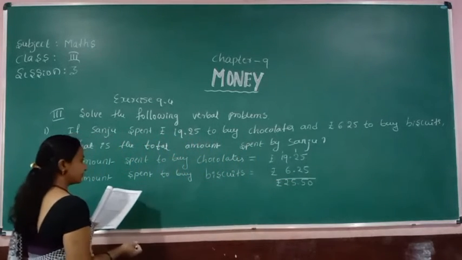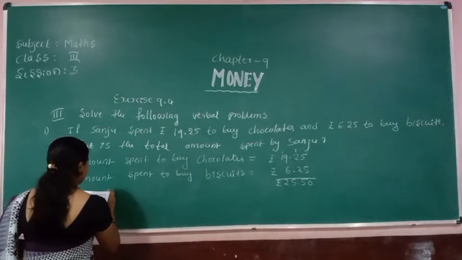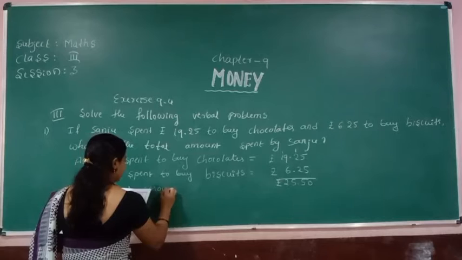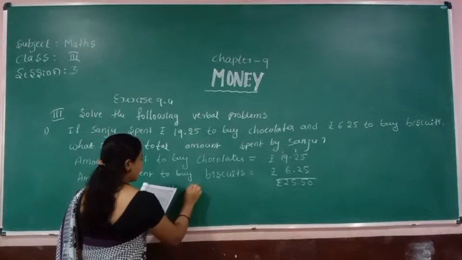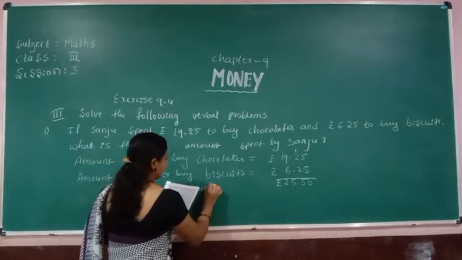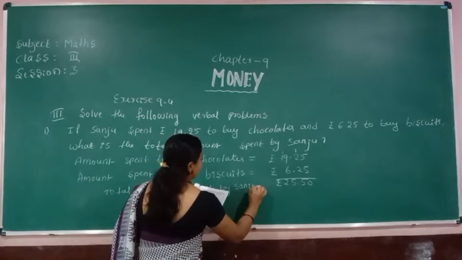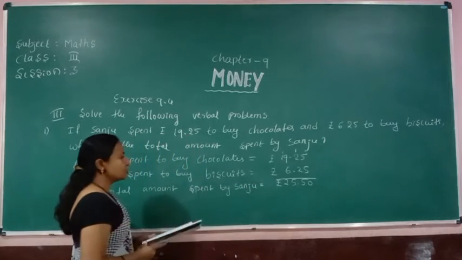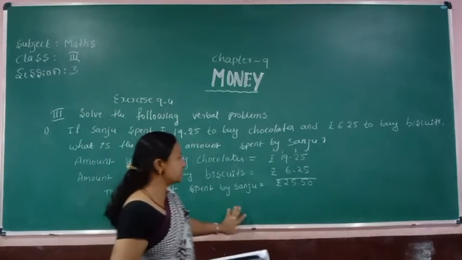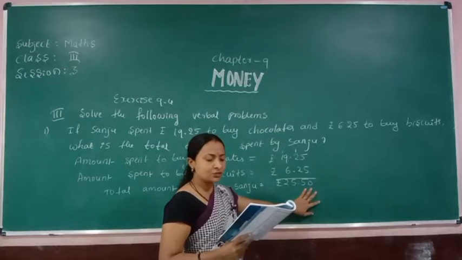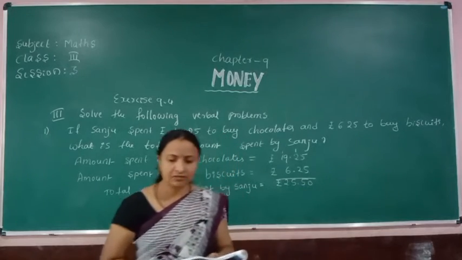Yes. Total amount spent by Sanju. How much did he spend here? Rupees 25.50 paise. Yes, understood students, this one? Yes, again one we will do here.